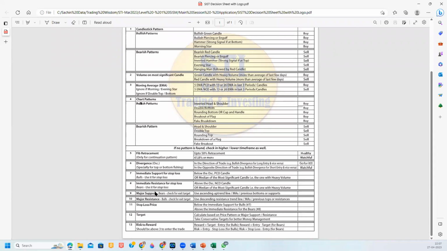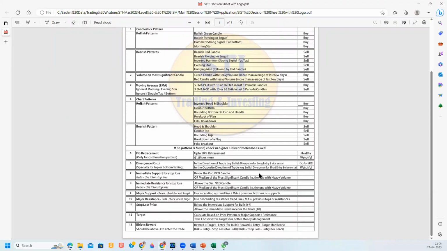Next one is again the most important, and based on my experience it will always be the most important: support and resistance. We should have a good practice of marking support and resistance. The seventh point says immediate support for stop loss. If it is bullish, then we should be looking at the immediate support, and if it is bearish, then we should be looking at the resistance, right?